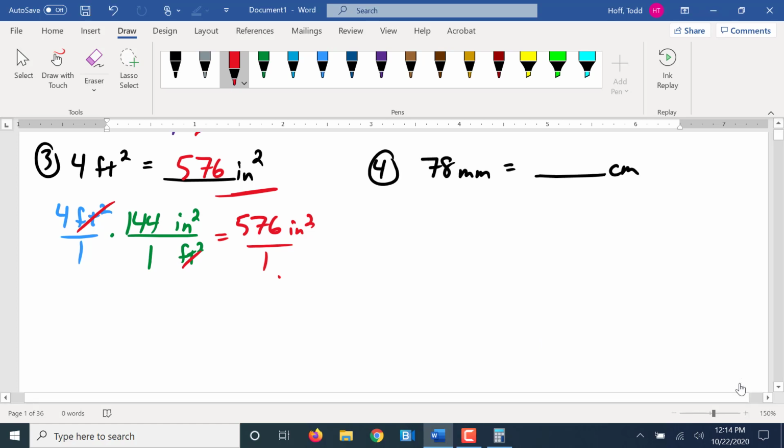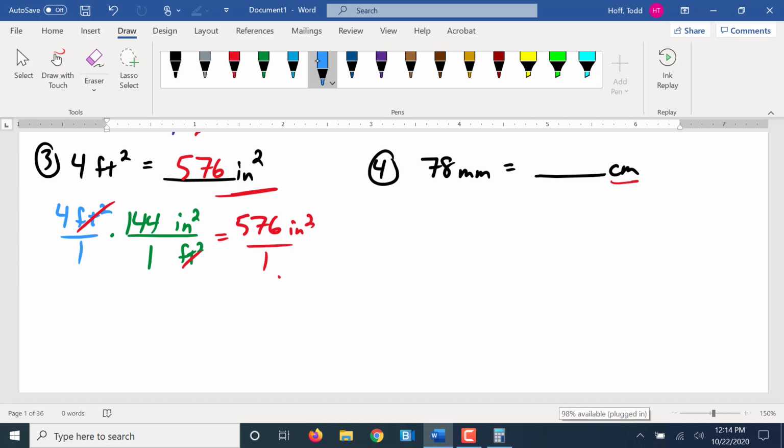For our fourth question, we have 78 millimeters going into centimeters. So for this one, if we look at our chart for metric measurements, we have meters, decimeters, centimeters, and millimeters. To go from millimeters to centimeters, we're moving 1 spot to the left, so our decimal point just has to move 1 spot to the left. 78 millimeters is 7.8 centimeters.